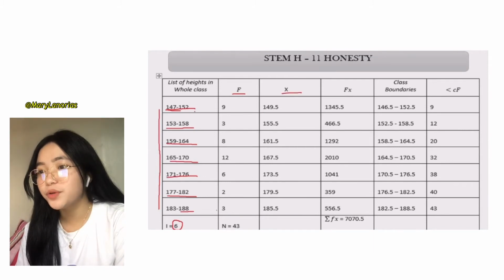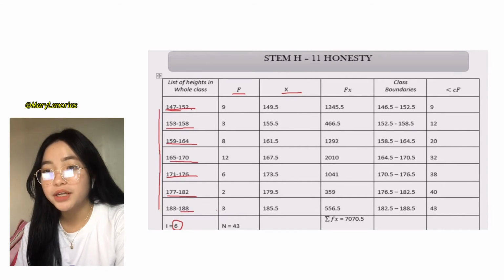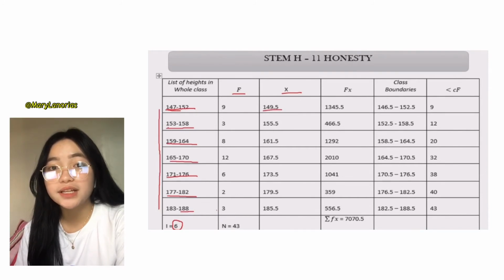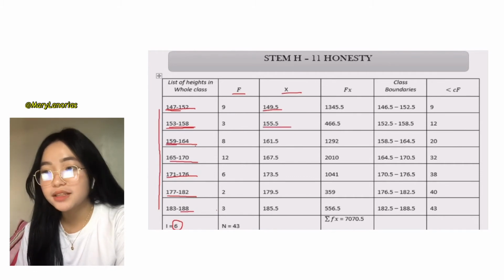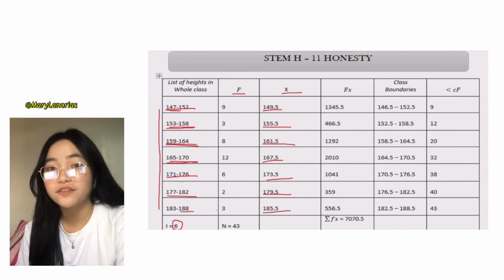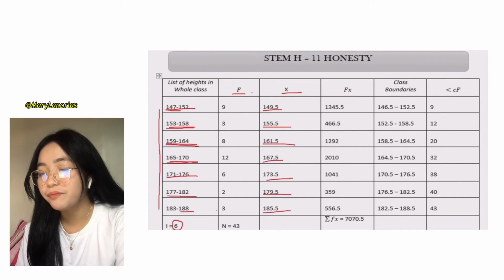For the next column, we have our class marks. So how do we find the class marks? We add our upper and lower boundary, 147 and 152, and divide it by 2. So we have 149.5. 153 plus 158 divided by 2, we have 155.5. 159 plus 164 divided by 2, we have 161.5. 165 plus 170 divided by 2, we have 167.5, and do it for the rest of the column.